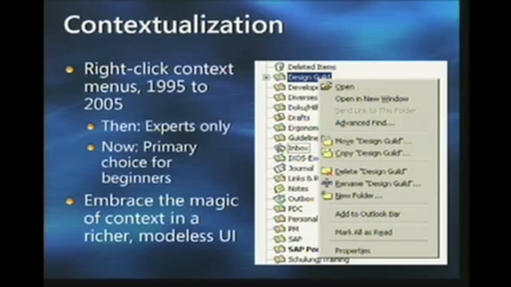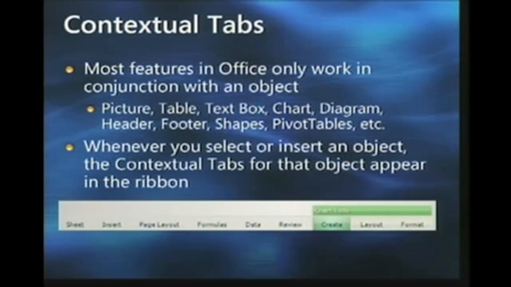People have latched onto this concept, and they're right-clicking everywhere. But it's not so much because the context menu itself is a great way of presenting functionality. It's because of the concept of contextualization as a high likelihood of success.